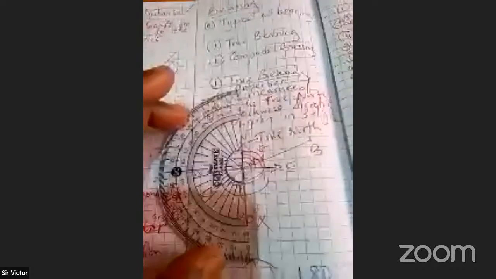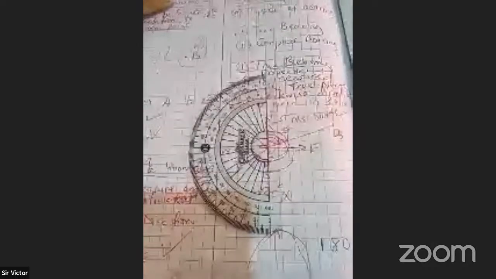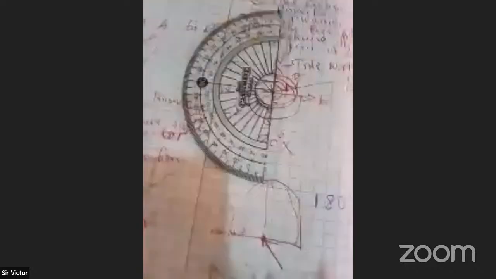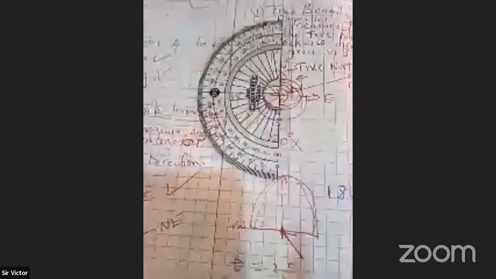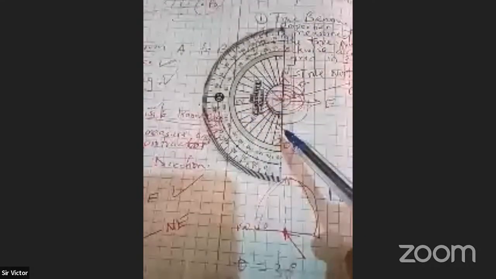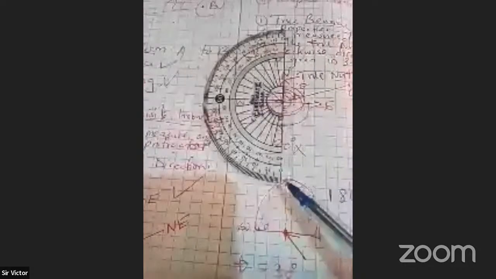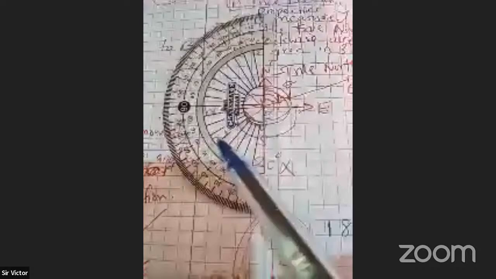So you are going to place your protractor this way, because the measurements now begin from the south line. Let me explain so you see well. Already from north to south we have 180. So we need the angle from the south up to where point C is.